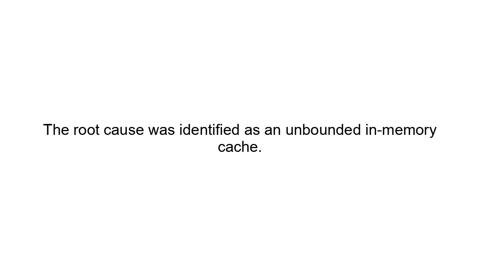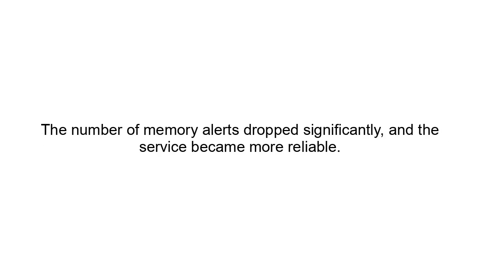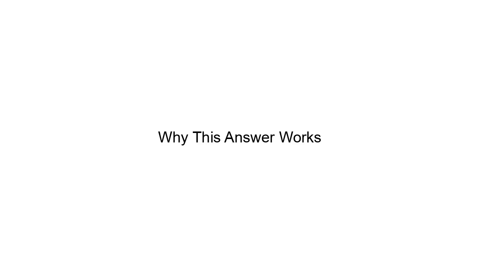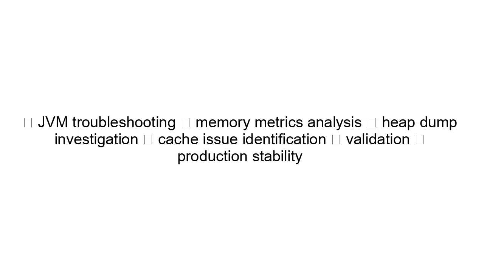Result: the root cause was identified as an unbounded in-memory cache. After the fix, memory usage became stable during peak traffic. The number of memory alerts dropped significantly, and the service became more reliable. Why this answer works? This answer is good because it shows JVM troubleshooting, memory metrics analysis, heap dump investigation, cache issue identification, validation, production stability.